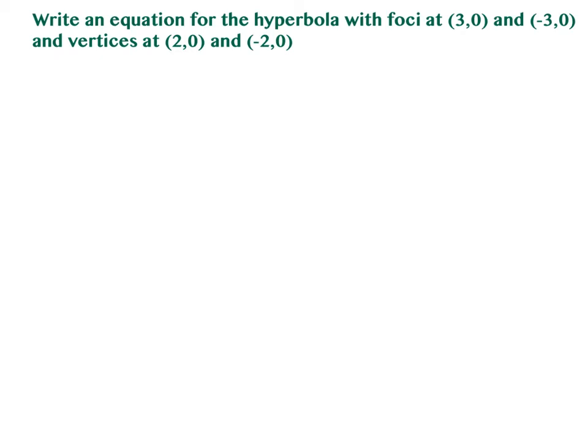Okay, for this example, we want to write an equation for the hyperbola with foci at (3, 0) and (negative 3, 0), and vertices at (2, 0) and (negative 2, 0). Whenever you're given information like this, it's best to sketch a picture for yourself. It doesn't have to be plotted perfectly. If our foci are at 3 and negative 3, and our vertices are at 2 and negative 2, then looking at the picture, this is going to be a horizontal hyperbola.